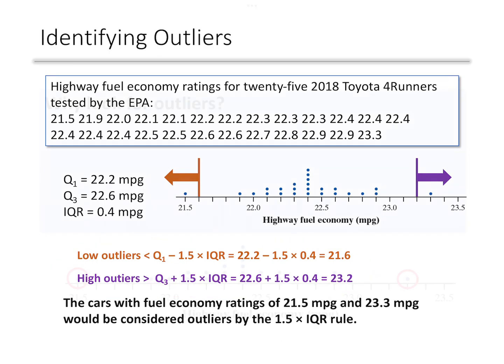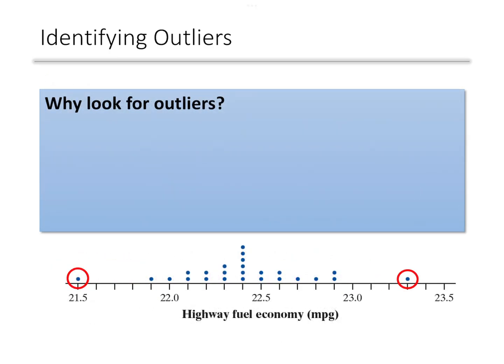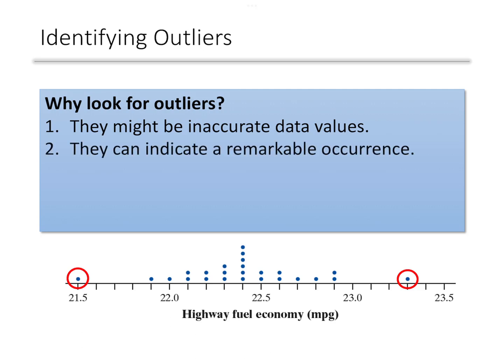So why is it important for us to look at outliers? For several reasons. They might be inaccurate data values. Maybe we entered them wrong if they are way outliers, so I have to go back and look at our data. They could indicate a remarkable occurrence, like, wow, that car gets great gas mileage, or that one gets really bad. What's going on? Looking at things like that.